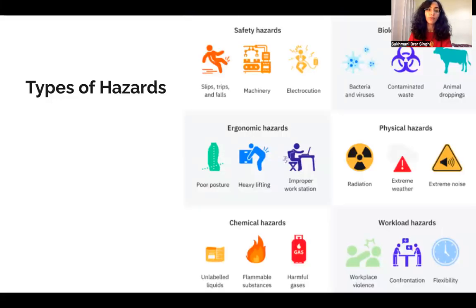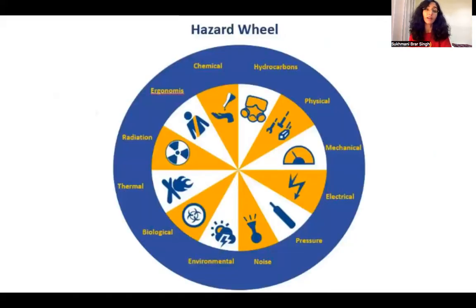So I just thought it'd be cool to kind of put down a list of some of the types of hazards out there. For example, we have the ergonomic hazards, physical, chemical, biological, and workload hazards, right? So if you're in an office setting, you would be exposed to ergonomic hazards. If you're in a lab, biological and chemical, and so on and so forth. There are also some other types of hazards, like you've got your hydrocarbons, mechanical, electrical, pressure, noise, thermal, radiation. Maybe you'd see more of these in an industrial setting.